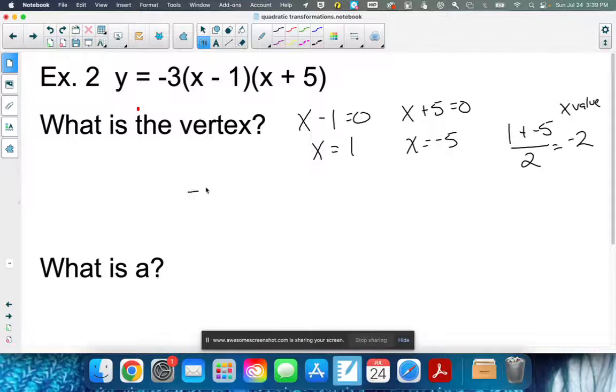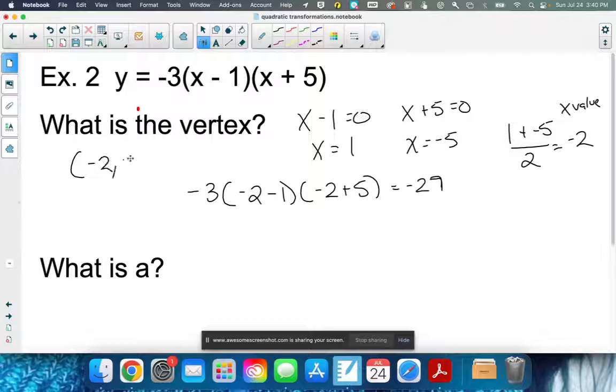And then substitute that back in. And what you should get should be negative 27. It doesn't matter how big it is, you're not actually going to have to graph that. But your vertex is negative 2, negative 27. So that means your original parent function, which is supposed to be at 0, 0, has been moved 2 to the left and 27 down.